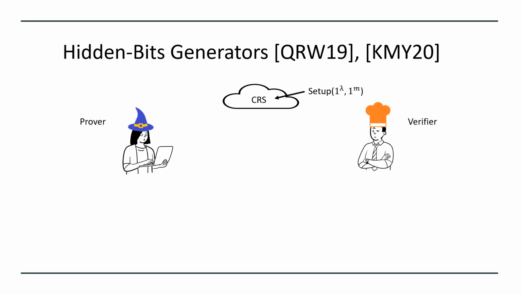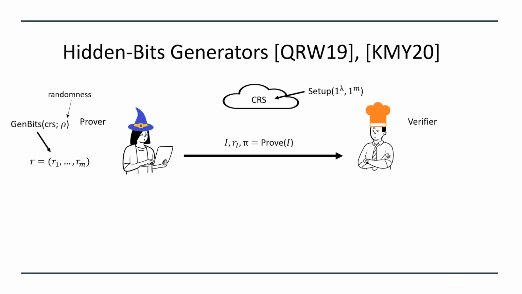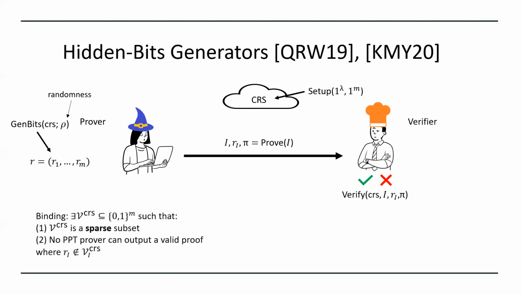It's going to have a CRS generation algorithm, an algorithm for generating the bits, an algorithm for proving that the bits are generated correctly, and an algorithm for verifying everything. And so the actual properties we want are binding, which says that the hidden bit strings form a sparse subset of {0,1}^m, such that no efficient prover can output a valid proof that disagrees with this subset. Then we're also going to have a hiding property, which says that no efficient verifier can distinguish the unseen hidden bits from uniform, given its view of the honest prover.